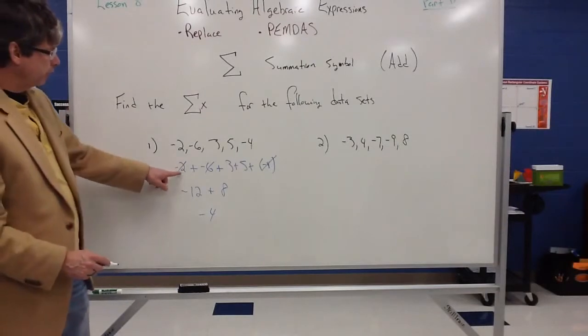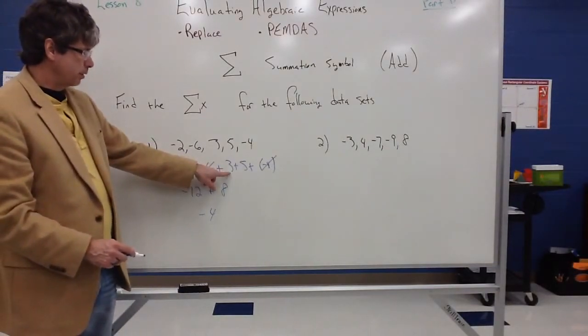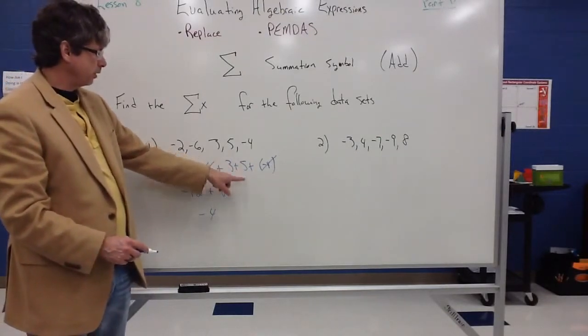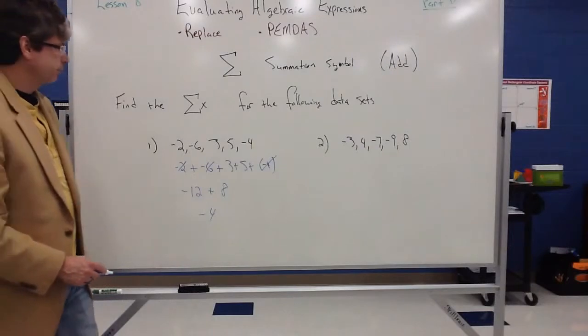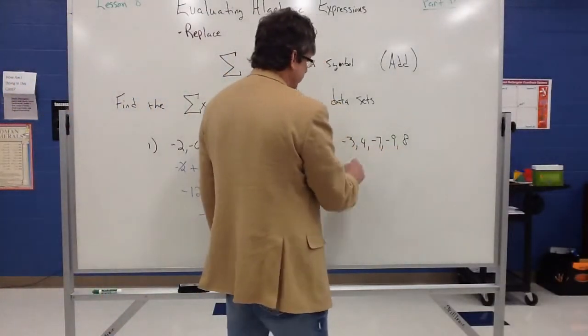You could just go -2 plus -6 is -8. -8 plus 3 would be -5. -5 plus 5 is 0. And you'd have a -4. So again, the summation of these just means add these together.